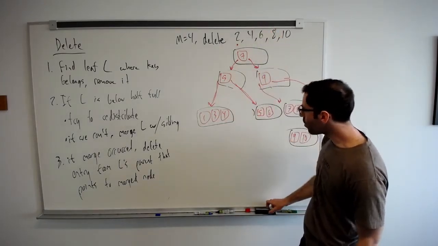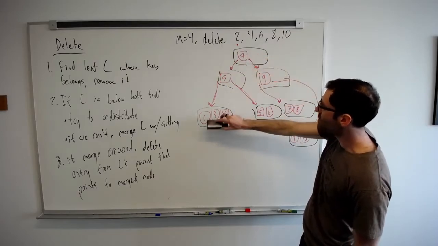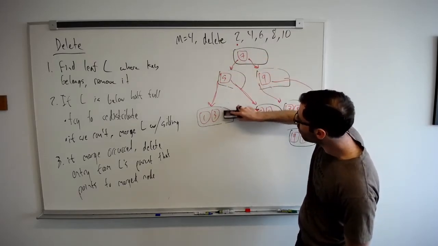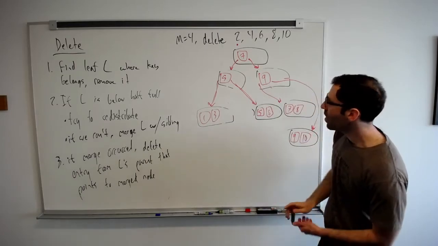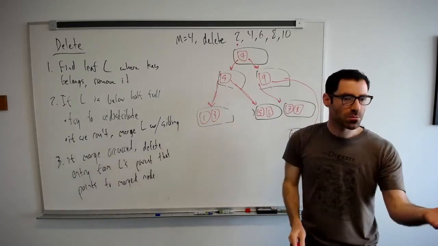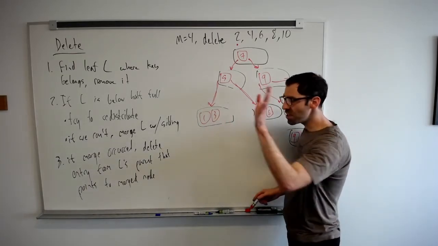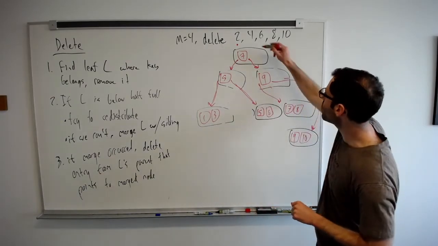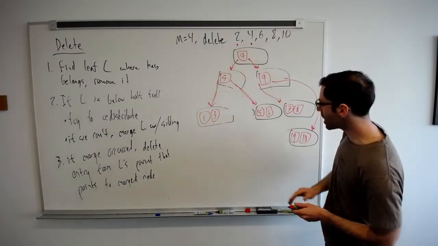How about deleting 4? 4 is less than 7, less than 5, scan through, find 4, get rid of it there. This node is still at half capacity, so we're fine, nothing more to do. That one was easy. All right, let's do 6.